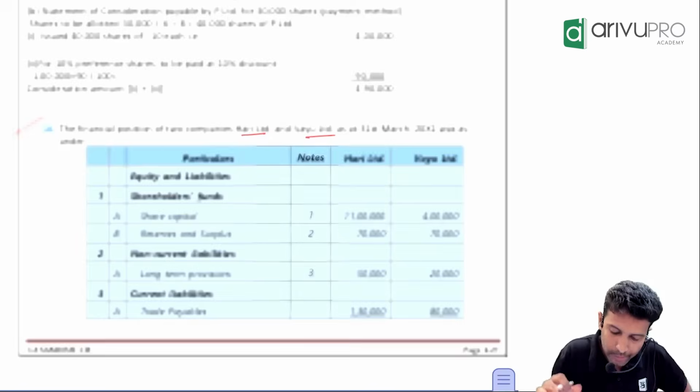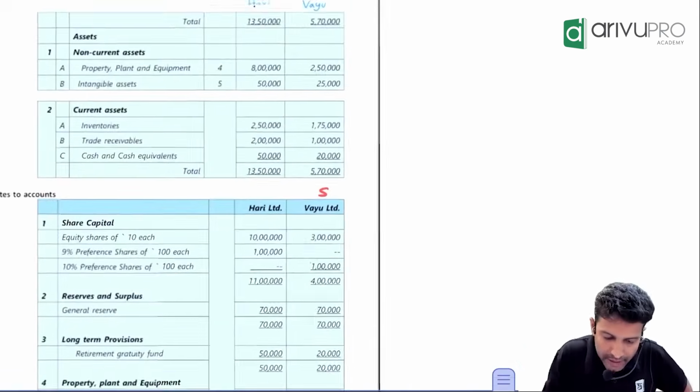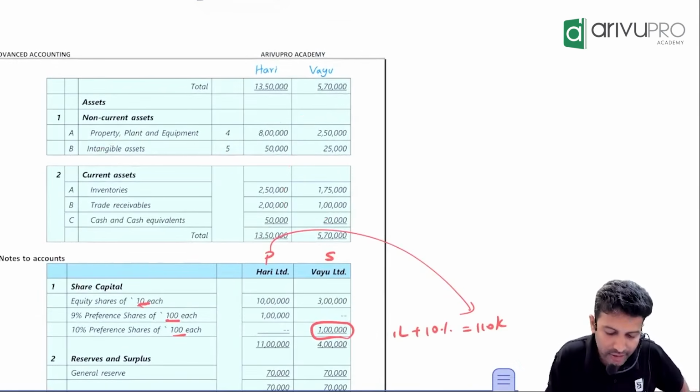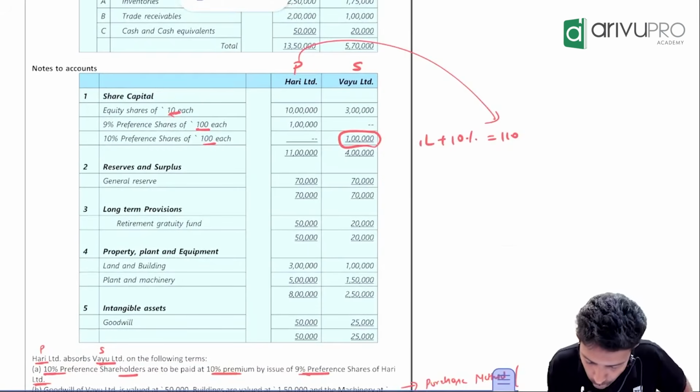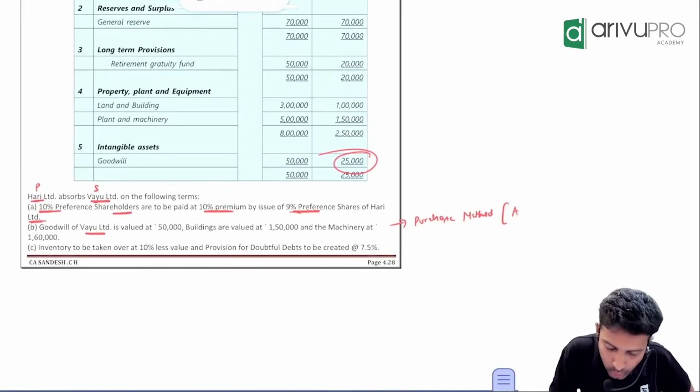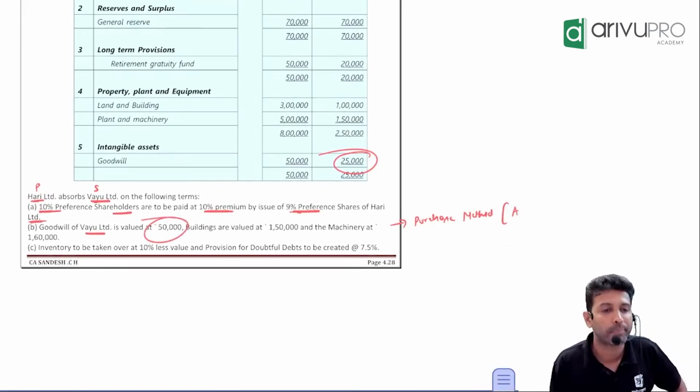Hang on. Go back to the balance sheet. In your main balance sheet, are you seeing any goodwill? See, they have prepared note number 5 for intangible assets. Come to note number 5. Goodwill. How much is the goodwill? 25,000. But is this taken over at 25 or was it valued at 50?